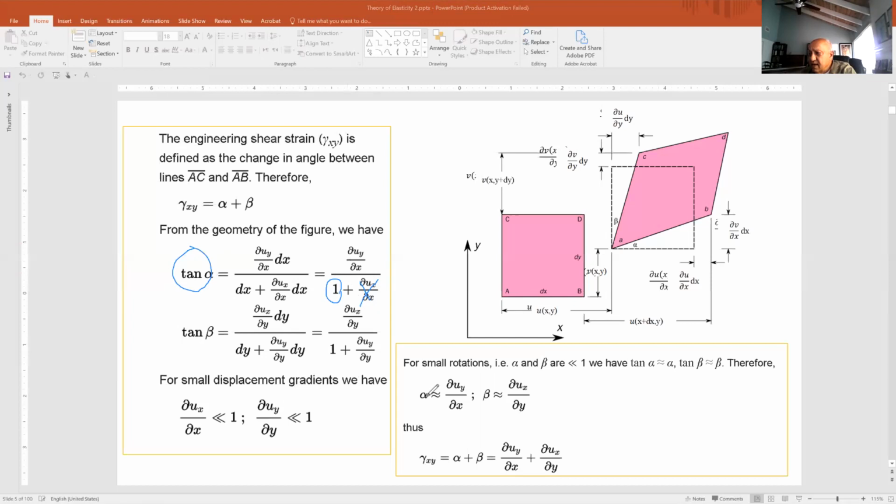And because it is a very small displacement, tangent of alpha would be a small number, and it would be approximately equal to alpha. Tangent of beta would be approximately equal to beta. So from this equation, we see that gamma xy, alpha plus beta, would be equal to this expression. Actually, by this I mean derivative of u with respect to y plus derivative of v with respect to x.